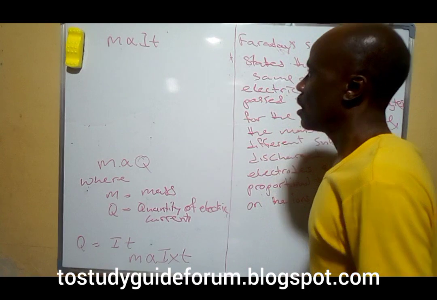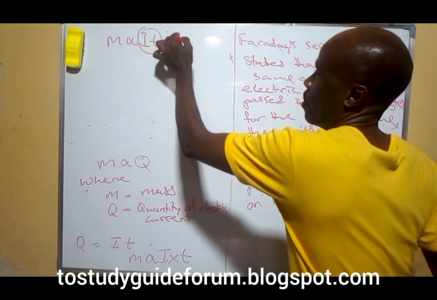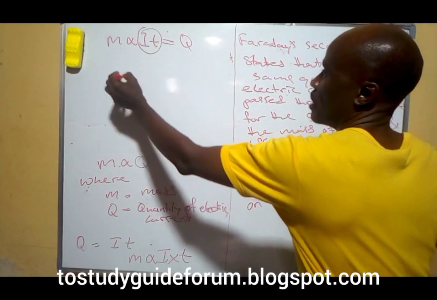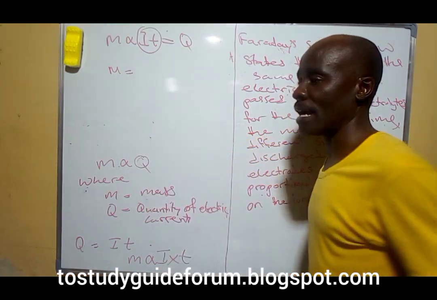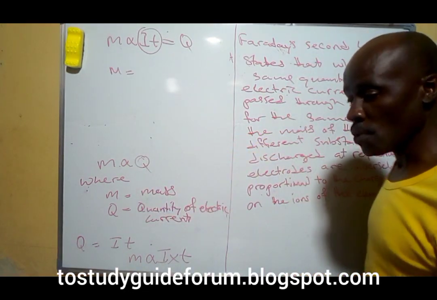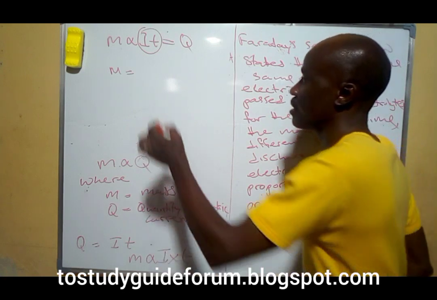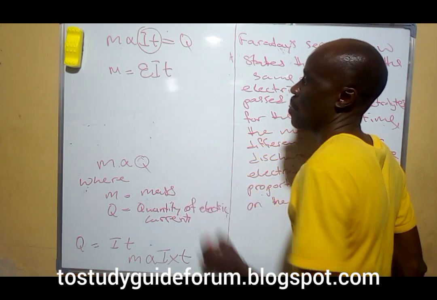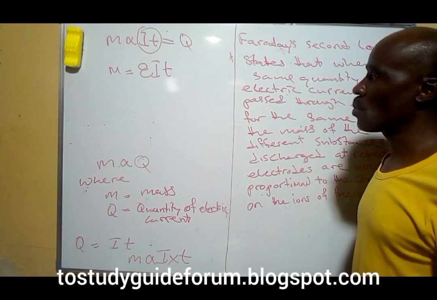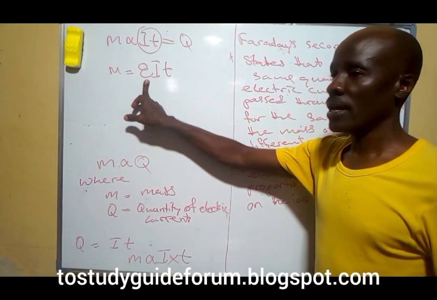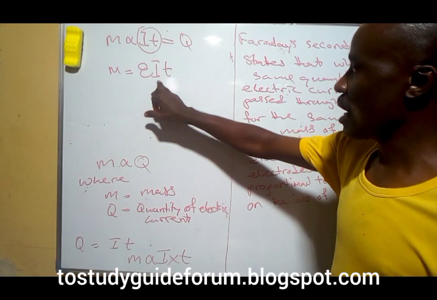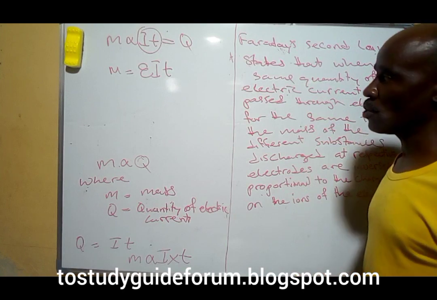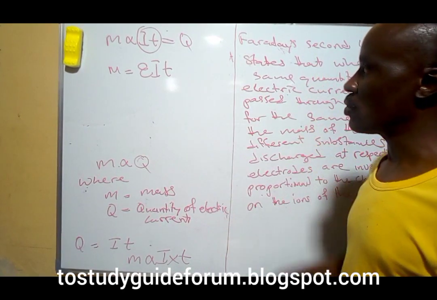Since all of these stand for the quantity of electricity, what remains is that mass is equal to, if we apply the constant which we know as the electrochemical equivalent, with the symbol Z, and current and time. So mass is equal to the electrochemical equivalent times current times time. If you want to calculate the mass deposited, you can get it with this.